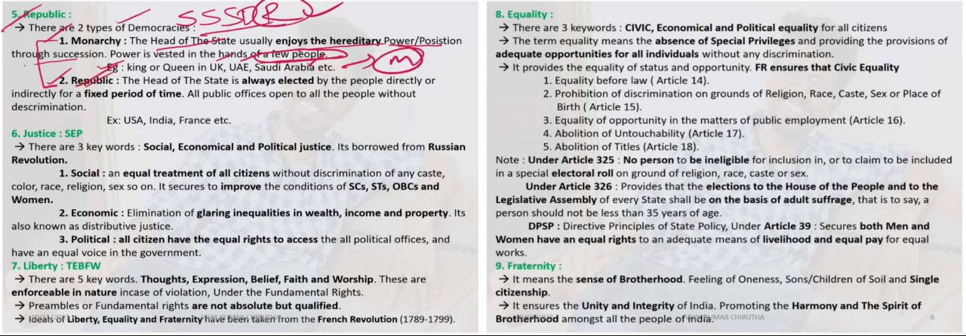And when it comes to the republic, India is following the republic. Republic means the head of the state is always elected by the people, directly or indirectly, for a fixed period of time. For example, our PM, Prime Minister, CM, these representatives are elected for a fixed period of time. All public offices are open to all the people without discrimination, which means any person can contest in the election as a prime minister or any MLA, MP, etc.